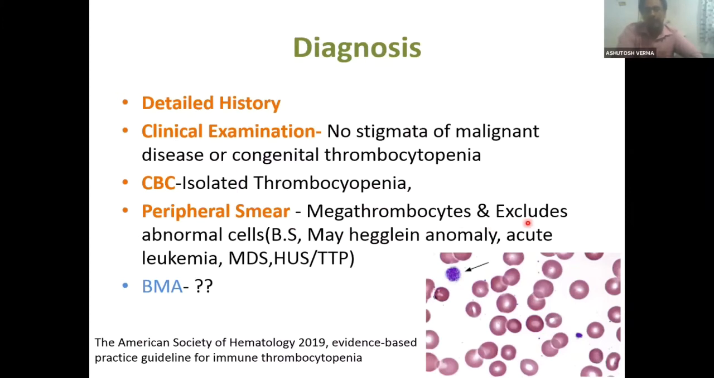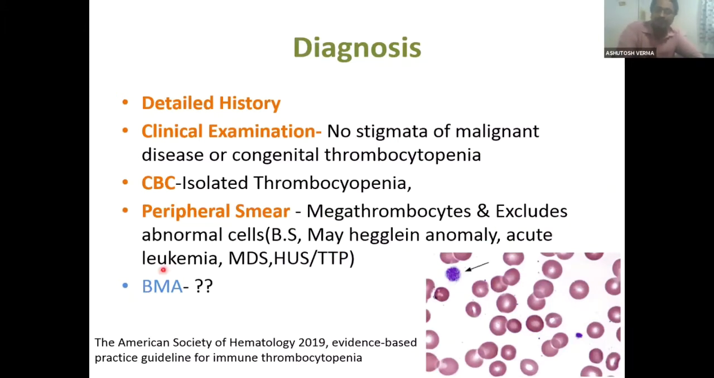But you have to exclude other abnormal cells. Like in Bernard-Soulier, these megathrombocytes are very big. They are even bigger than the RBCs. In the MYH9 anomalies like May-Hegglin anomaly, Fechtner disease, Sebastian syndrome, and Alport syndrome, all of these have very large platelets. They are megathrombocytes, but they also have WBC inclusions. So that should be ruled out on the peripheral smear.